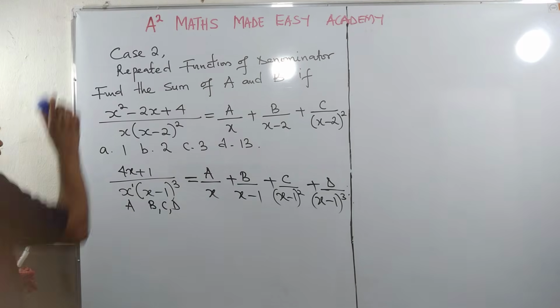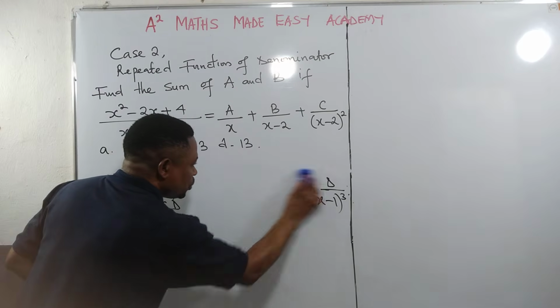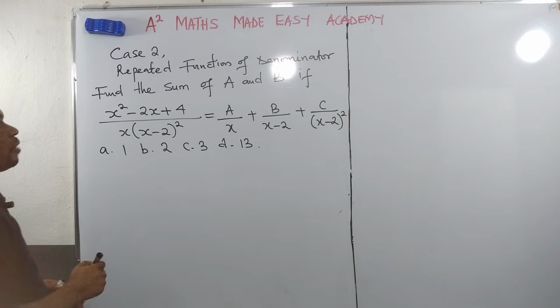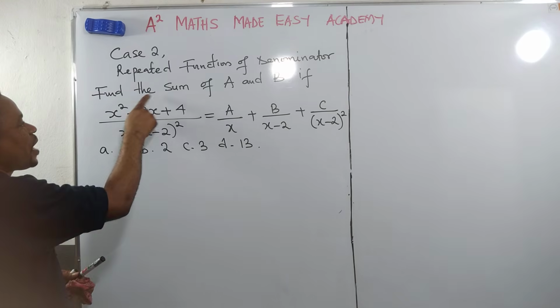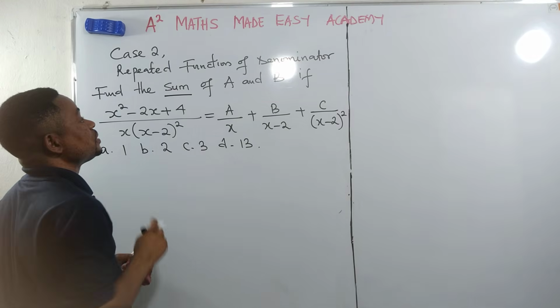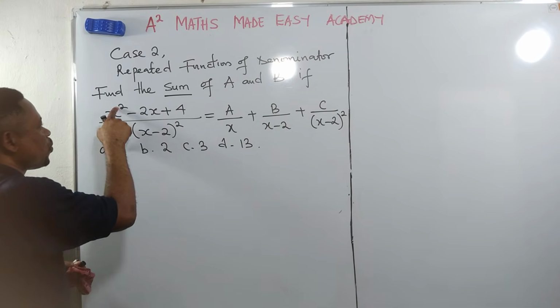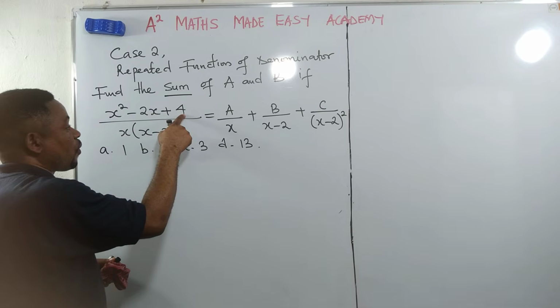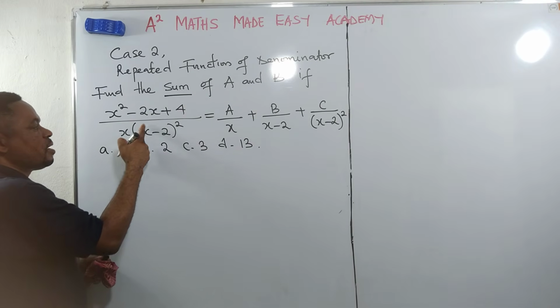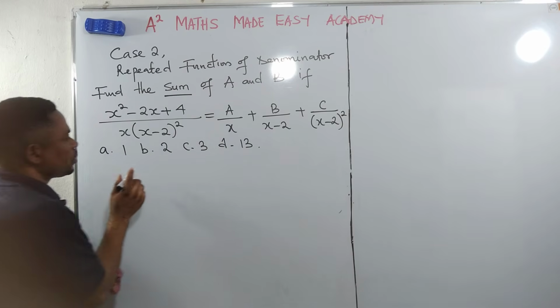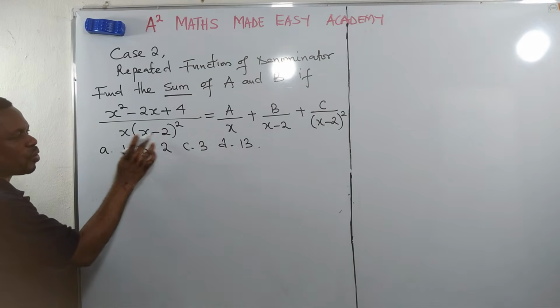Now watch this. Let's go now to the question. I want you to observe the question critically. What is the question? Be careful. The question says, find the sum, underline the word sum, which means addition, of A and B, if (x squared minus 2x plus 4) all over x, bracket (x minus 2), all squared. Can you observe the denominator? There are two components there.